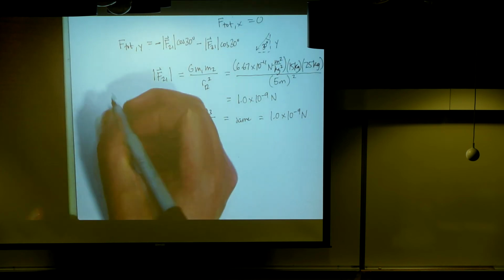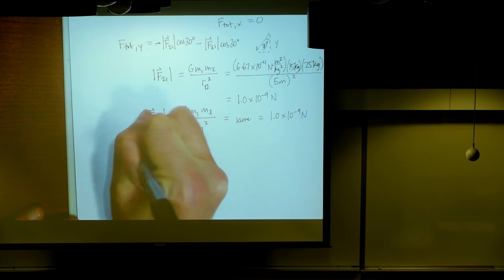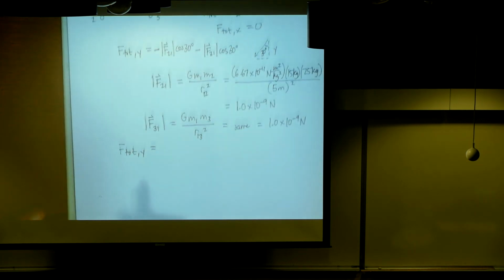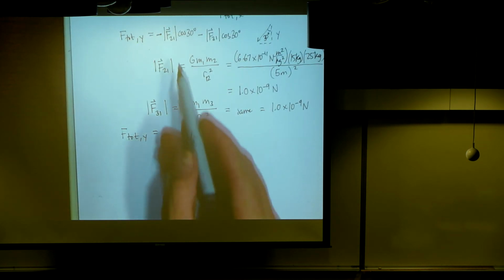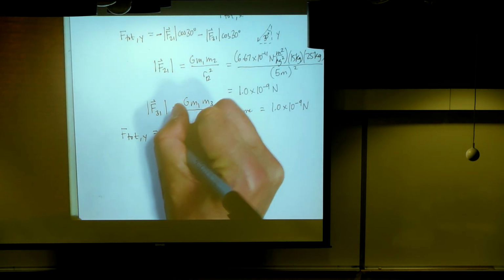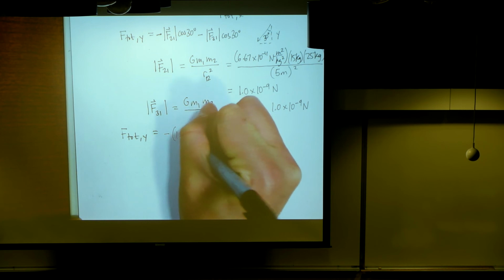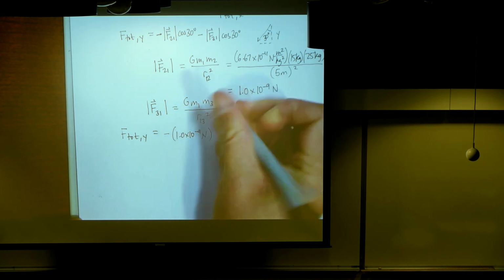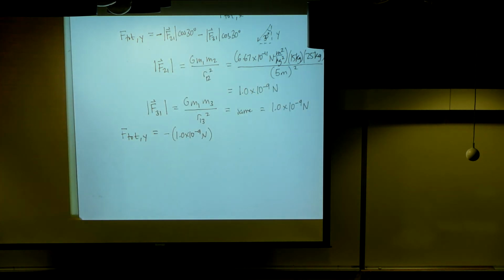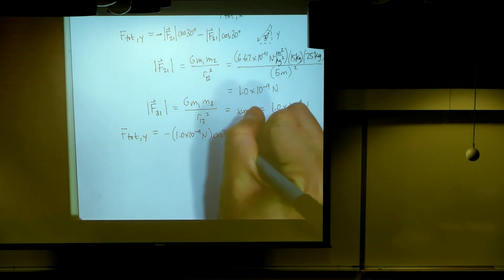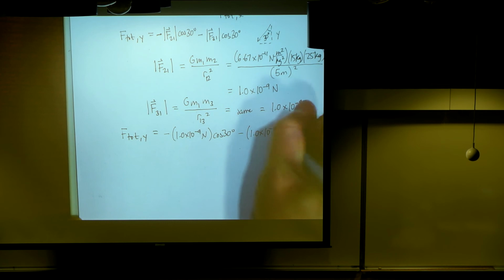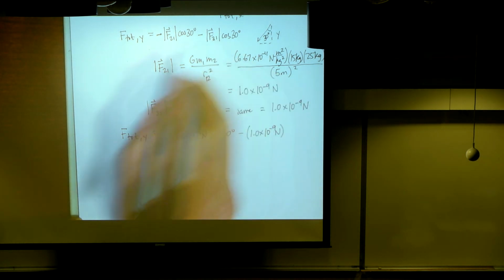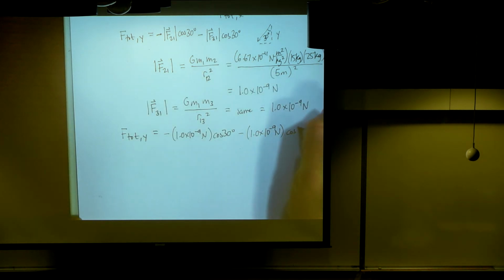So therefore, the total force, because again, we see the x components cancel, we're only thinking about the y component, which goes like this. We have minus 1.0 × 10^-9. That was the magnitude of the first force. Then we'll take cosine 30. Then we have minus 1.0 × 10^-9. That was the magnitude of this force. And then we'll take cosine 30.